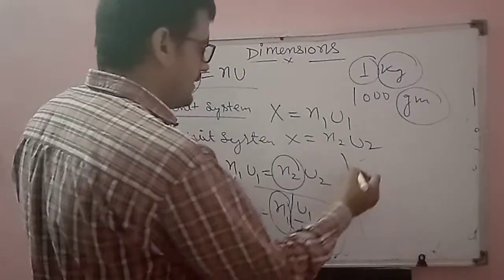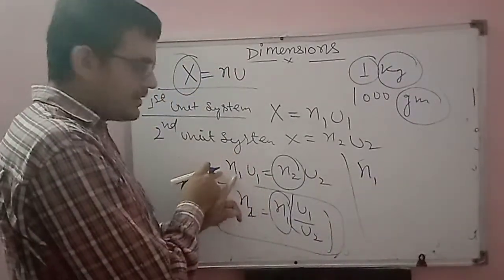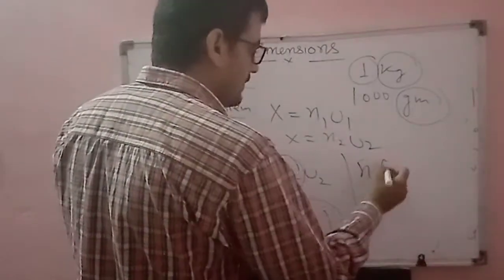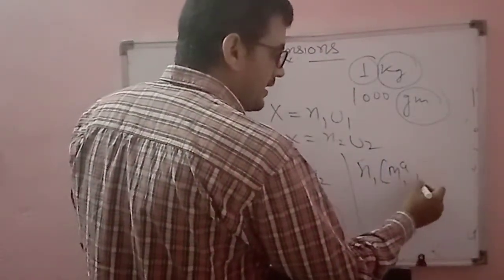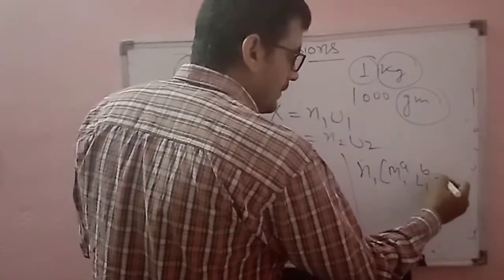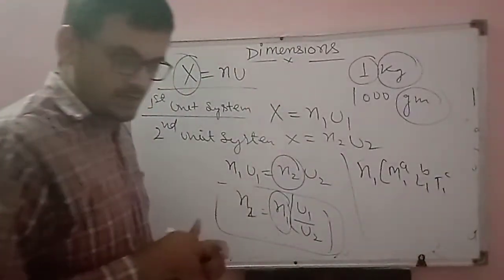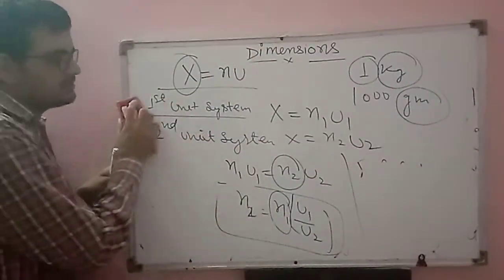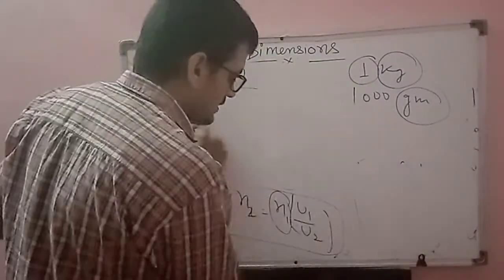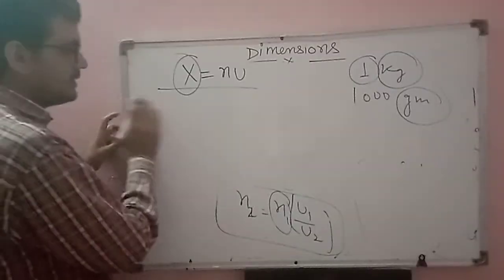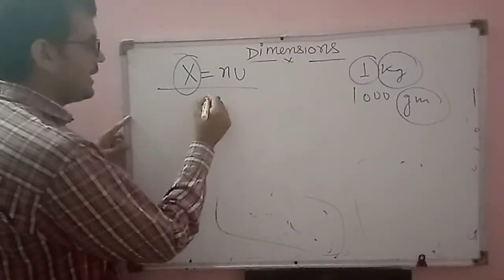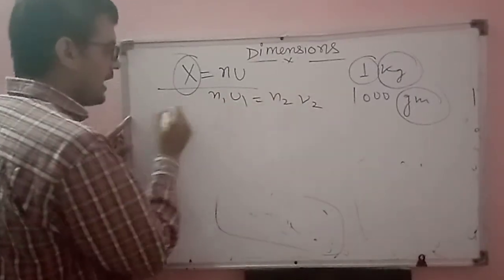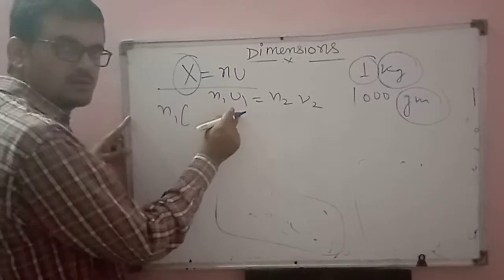Suppose the numerical value is n1 and u1 is the unit. Suppose this unit is represented by M1 power a, L1 power b, T1 power c. I am writing it here. I hope you have all written this. We have n1 u1 equal to n2 u2.